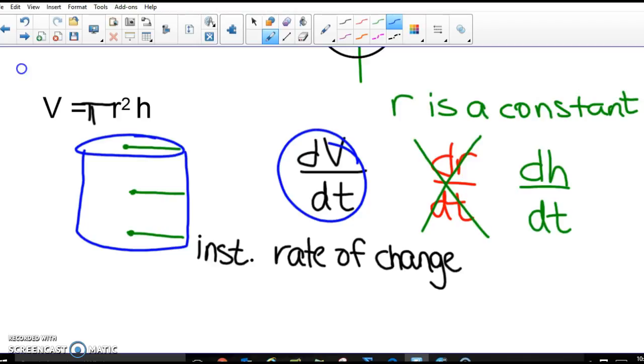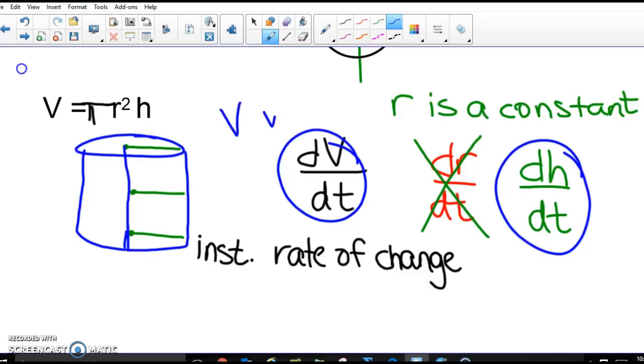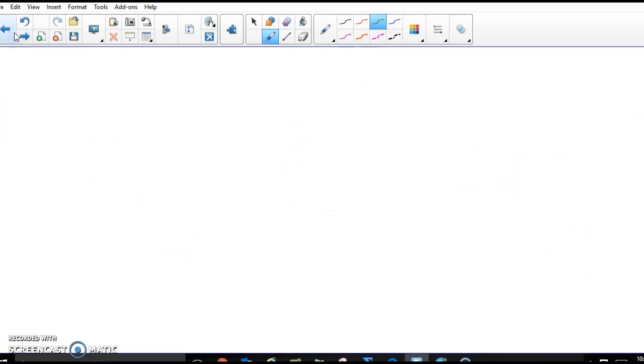The height of it is not always necessarily going to be the same. I could have some height that's very little, maybe up about halfway, or up to the top. So the height might have some rate of change. So I'm going to be treating v like a variable. I'm going to be treating h like a variable. But I'm going to be treating r like a constant when I go to take the derivative of this function. Let's practice what the derivative of this function would look like then. So the formula is volume equals pi r squared h.